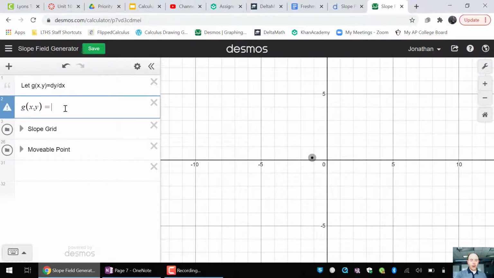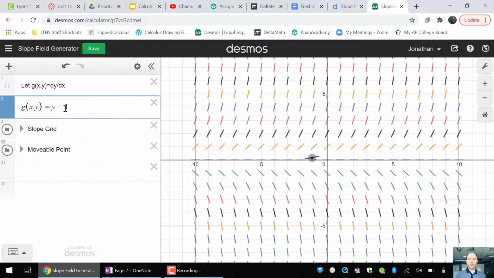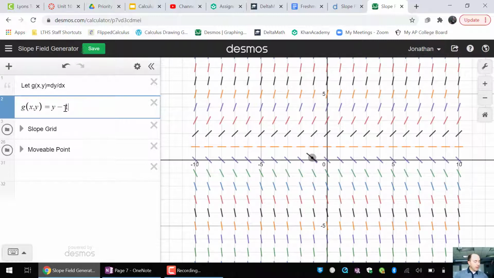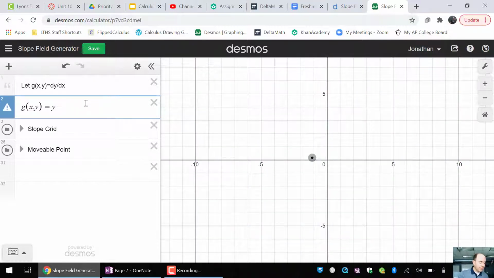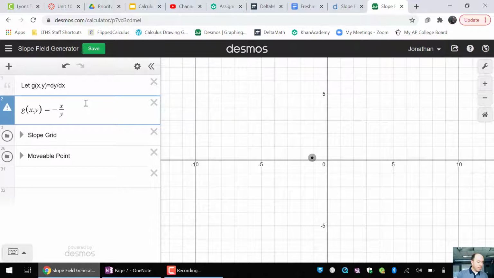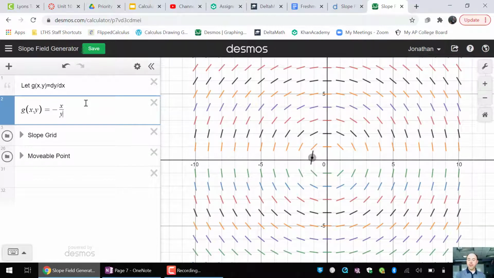The very first one that we wanted to sketch was y minus 1. There's what it looks like. So I could zoom in to that section of the grid between -1 and 1, up from 0 up to 3, and I could see if my slopes actually match what I sketched. Or maybe I'm trying to match up this activity that we just completed. So what if we wanted to check something like negative x over y? Negative x over y. This is problem number 10 from the slope field match, and there it is.